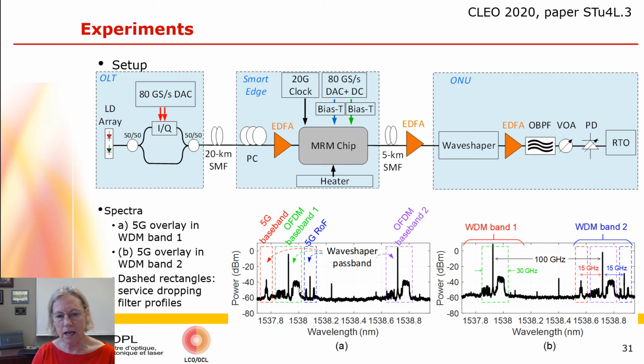We could have done Nyquist, QAM, we could have done PAM on a carrier, but we chose to do OFDM. And these are the signals to which we're going to add our radio over fiber.